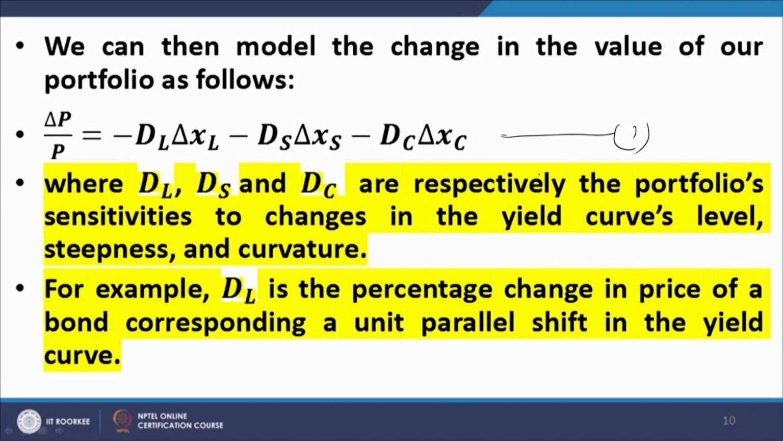For example, you may define dl as the percentage change in price of a bond corresponding to a unit parallel shift. This parallel word is very important, that is what is called a level shift. So, parallel shift in the yield curve. If you ignore these two terms, you get what is the definition of the modified duration of the bond.